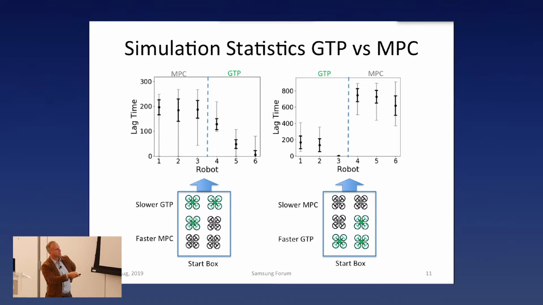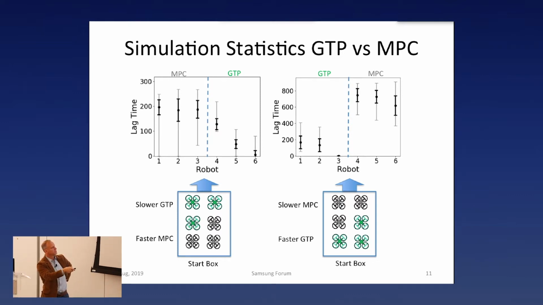So we let MPC, the, say, quote-unquote dumb algorithm, be slow, but we seed it in the front of the box, and we let GTP, game-theoretic planner, be faster, but seeded in the back of the box. So again, you'd think if the fast guys are smart, they're going to be able to use that advantage and win. So what do we see from these plots?